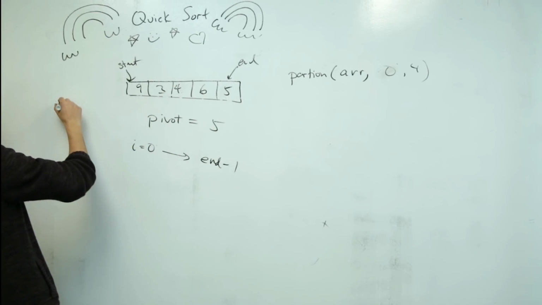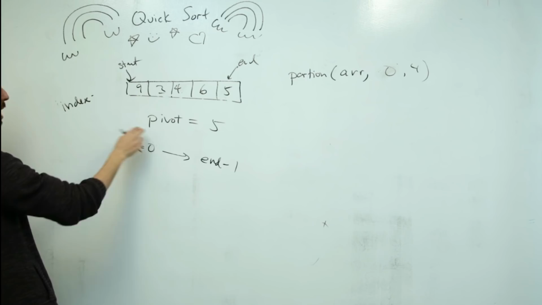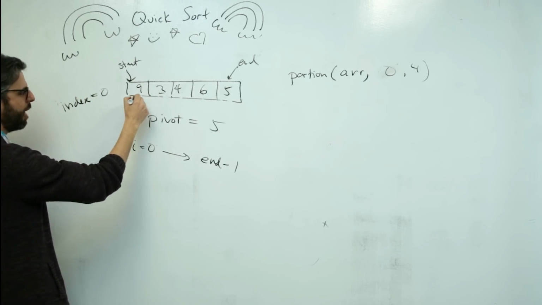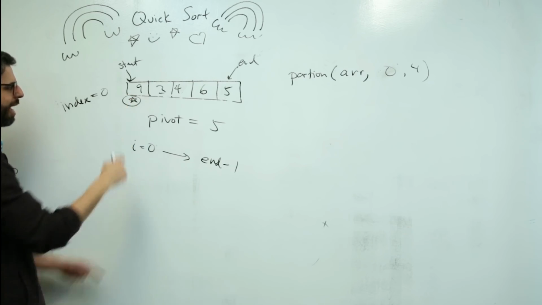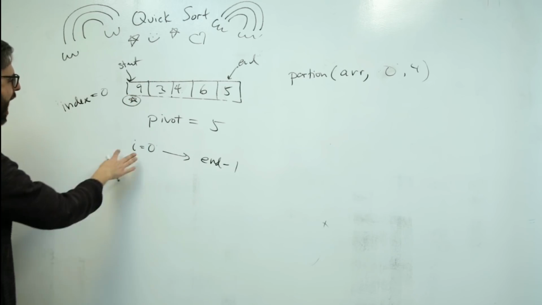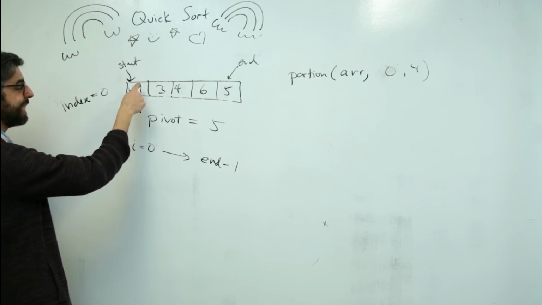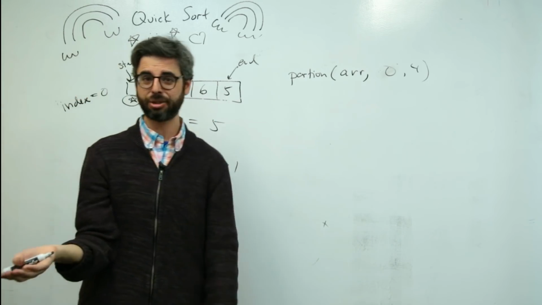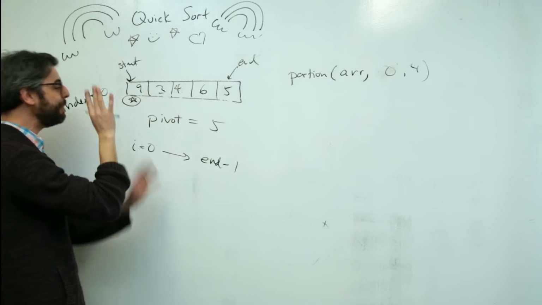So I'm going to just call it index. It's really the pivot index. So this is the pivot value. This is the pivot index. That's going to start at 0, and I'm going to put a star here to show that it's starting here. So i is now 0. 9. Is 9 greater than 5? Yeah, it's greater than 5. I know that. That means I do nothing.